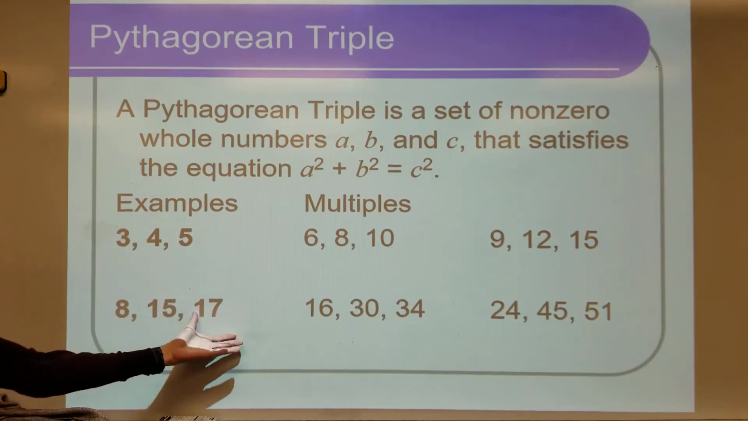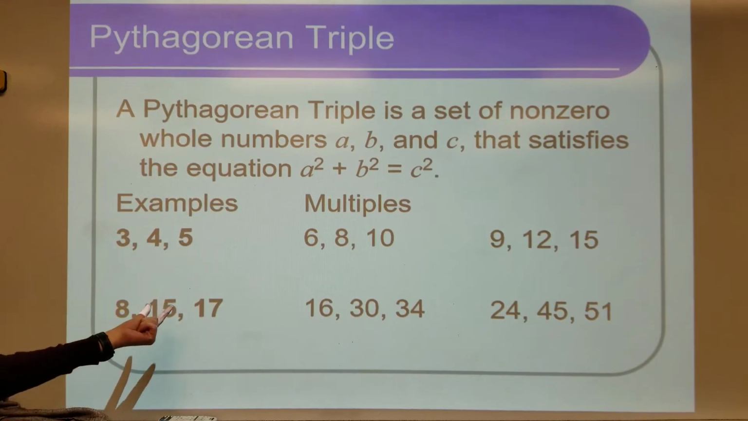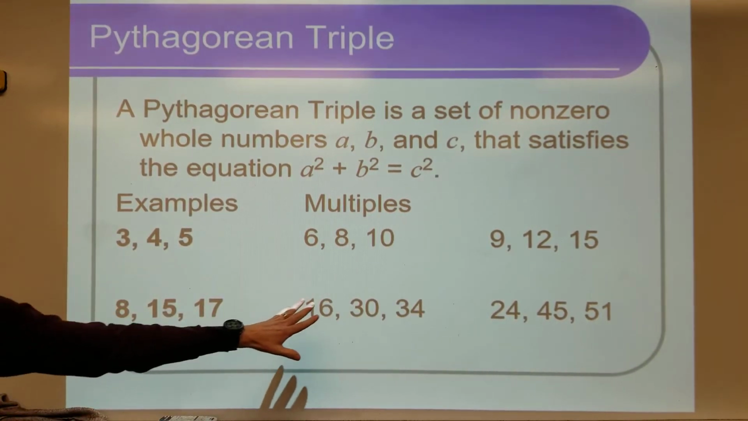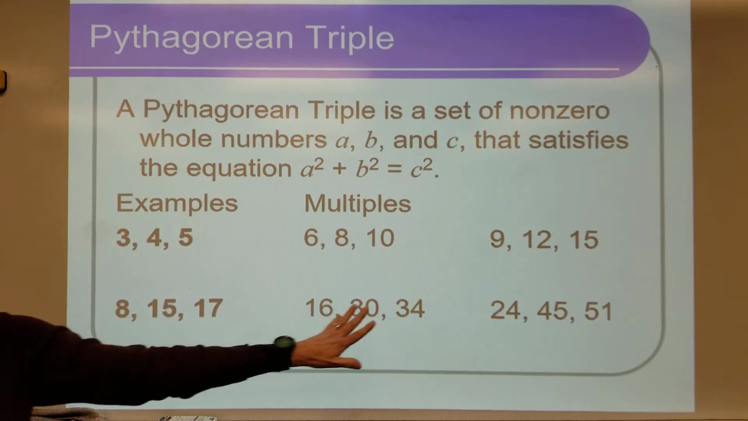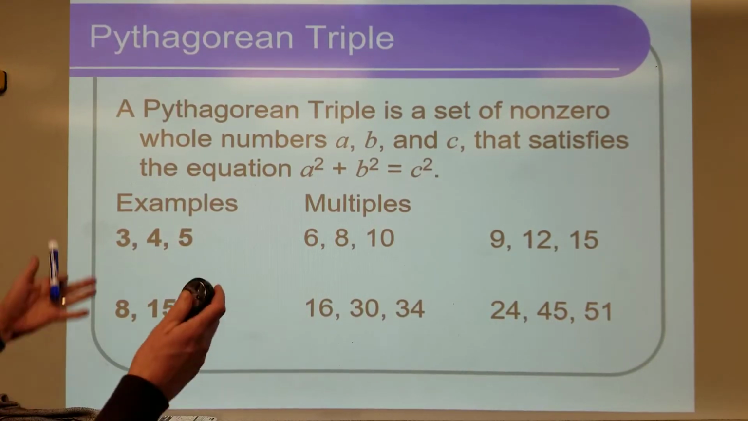With 8, 15, and 17, we have 64 plus 225 equals 289. 8 squared plus 15 squared is equal to 17 squared. But if this is true, then we know that multiplying each of these numbers by 2, or tripling each of these numbers, multiplying them by 3, is going to give us another set of a, b, and c whose squares satisfy the Pythagorean theorem. All right, 24 squared plus 45 squared equals 51 squared. You can even check that in your calculator if you'd like. All right, those are Pythagorean triples, and there are plenty of others.